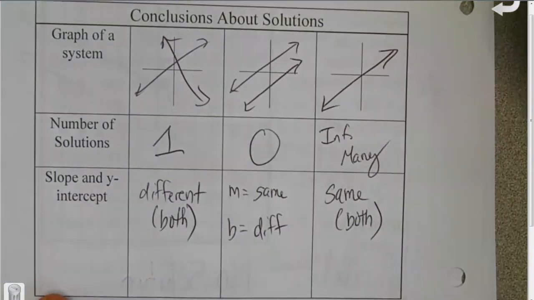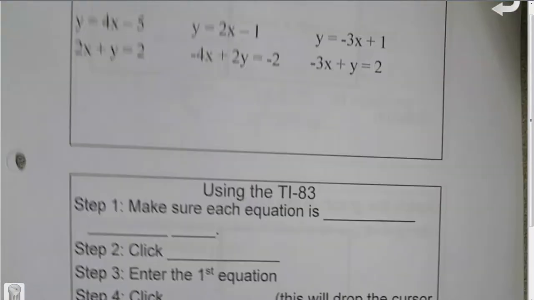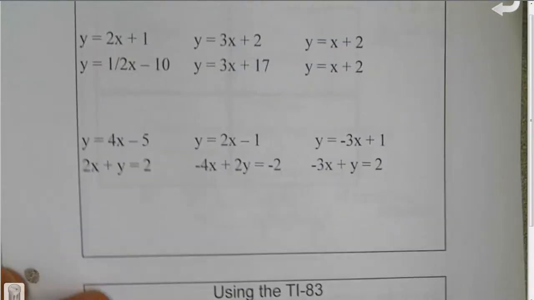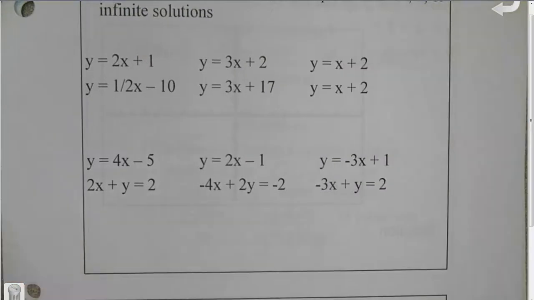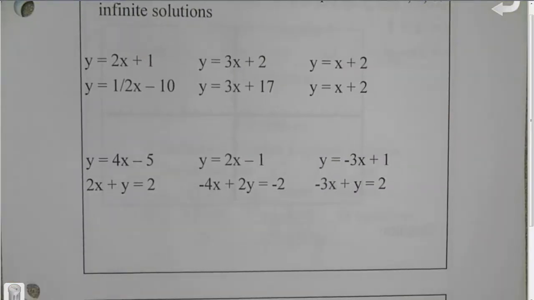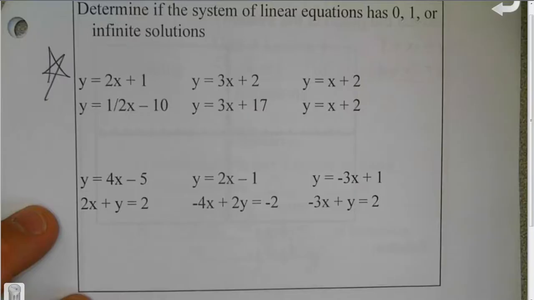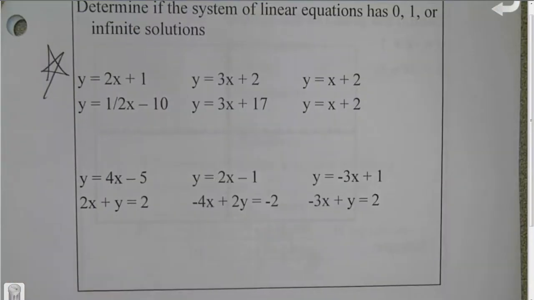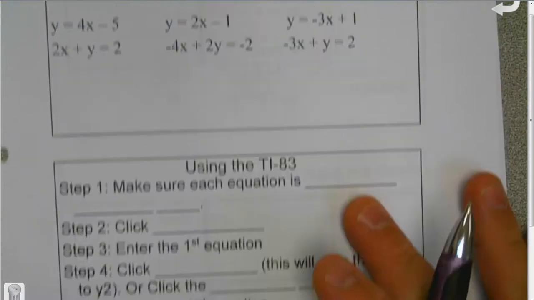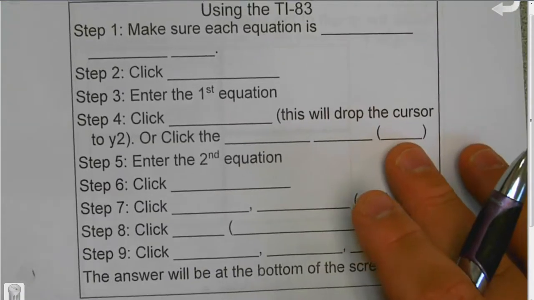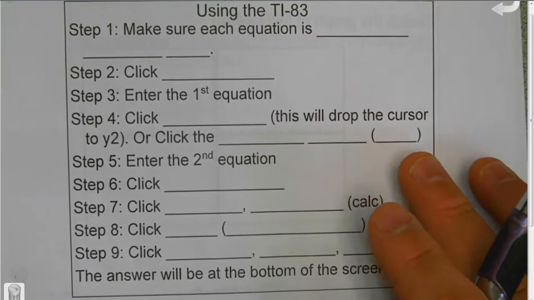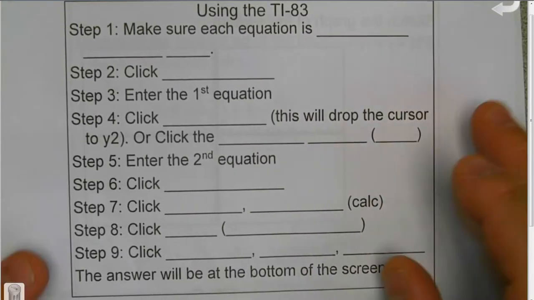So hopefully that all made sense. So here's an opportunity for you to look at these and determine if these graphs have 0, 1, or infinite solutions. This is your homework check. We'll go over these in class. Also, what we're going to do in class is we're going to use the calculator. Now, I don't let you take a TI-83 home, so you're just going to have to follow the steps, and we'll do these in class.